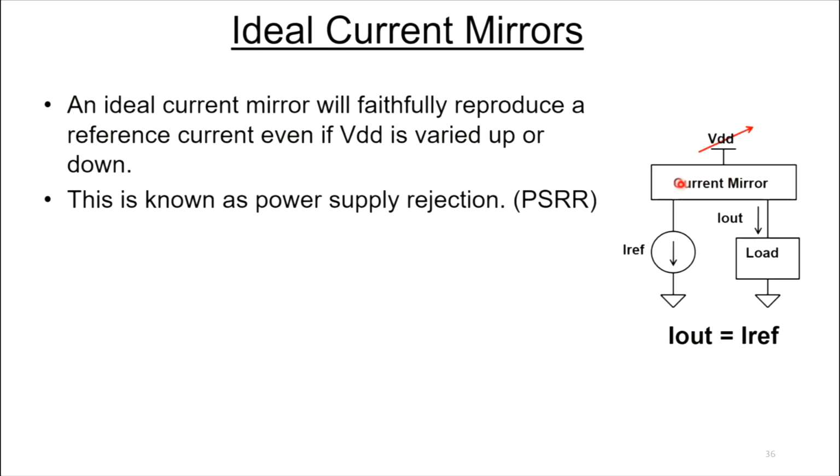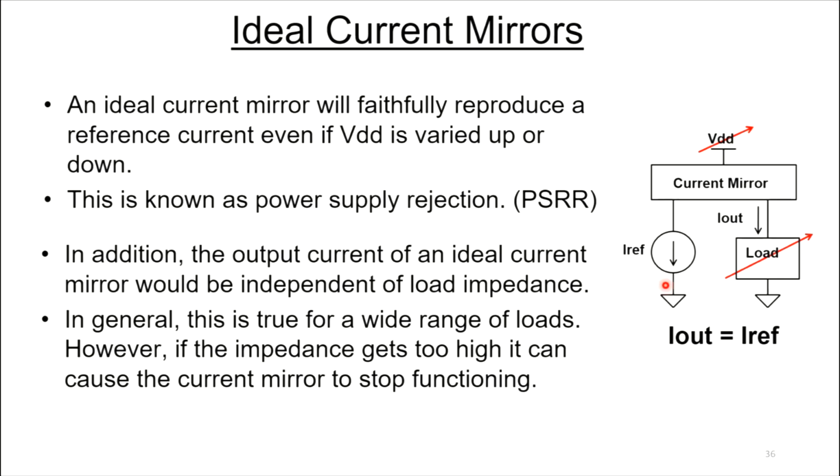So let's just hit ideal current mirrors for a second. An ideal current mirror will faithfully reproduce some reference current, even if you vary VDD up and down. And this is known as power supply rejection ratio. You'd like this current mirror to work, even if VDD is moved around.